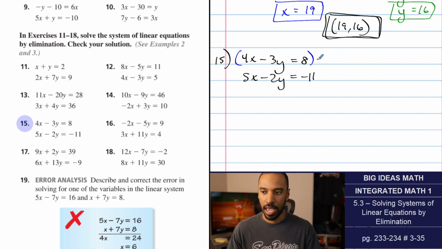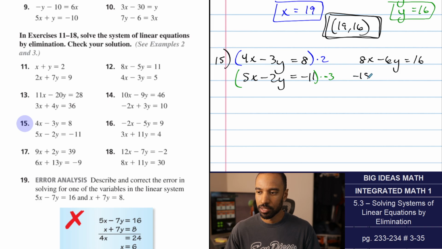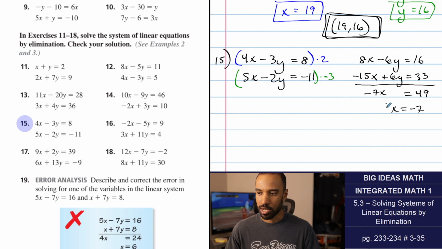Let's do top equation times, let's make this one positive 2, and let's make the bottom one negative 3. And again, I'd love to keep them as additive inverses, so I need to change one of the signs here. So we'll get 8x minus 6y equals 16 on top. And on bottom, we'll get negative 15x plus 6y, that's why I wanted the negative there, equals positive 33. 8 minus 15 is negative 7. Y's eliminate, and you get 49 there. As you know, that divides evenly. You get x is negative 7.